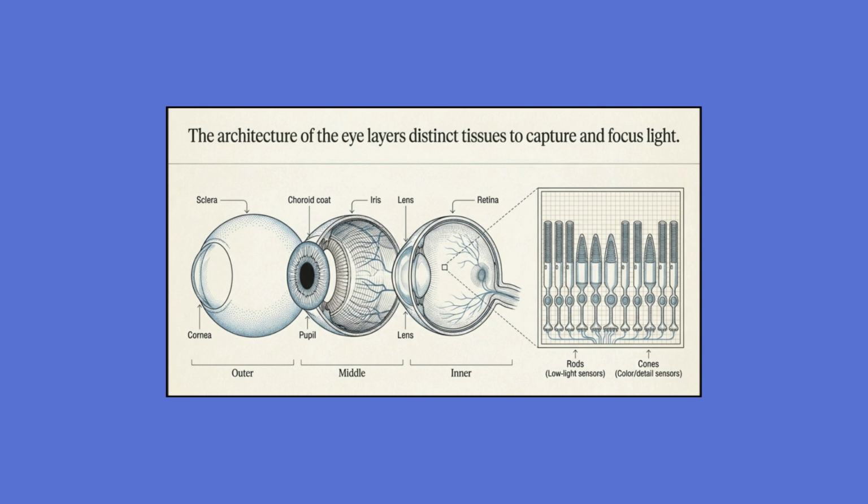Then we have rods and cones. They both are photoreceptor cells. They detect light and dark, and they also detect color. Our eye works like a camera. It has a mechanism just like a camera. It has three steps: one is the vision mechanism, another is accommodation, and the third is the visual pathway.